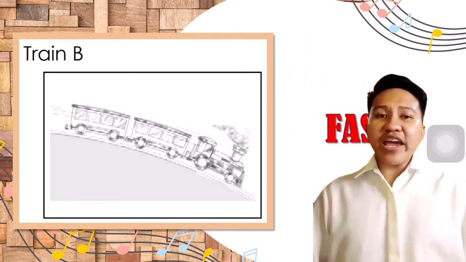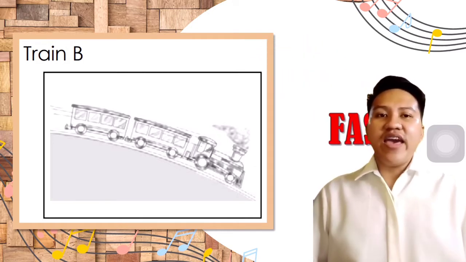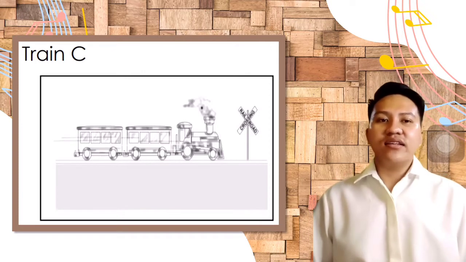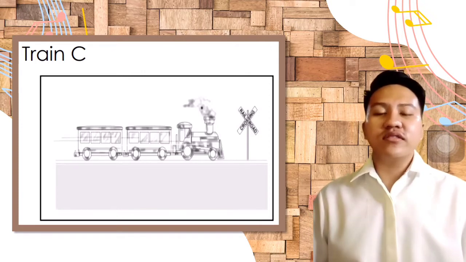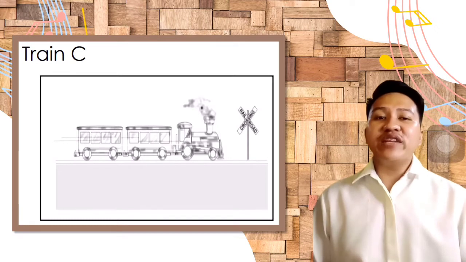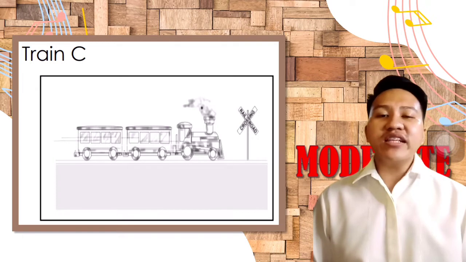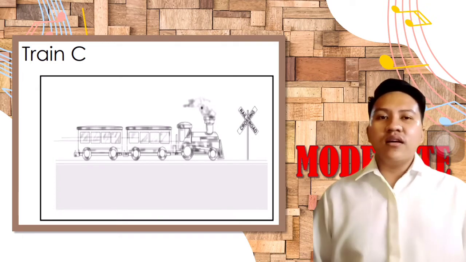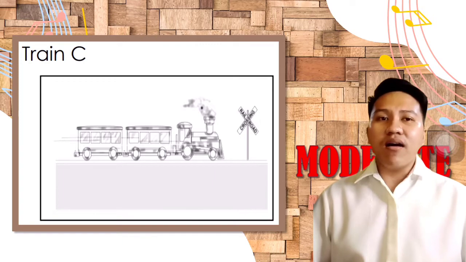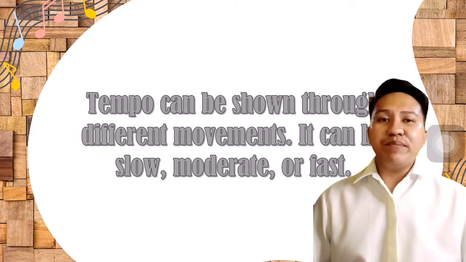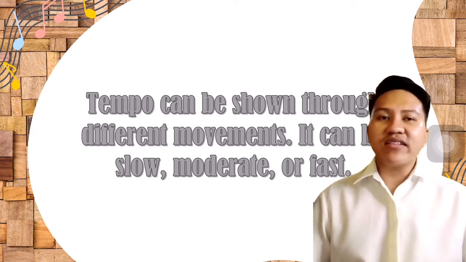Now, the train C is nearing the crossing and about to stop. What do you think will be its speed? Anyone? Yes, Miss Rufo. Good job! If the train is going to the crossing, it will move moderately, getting slow. Consequently, tempo can be shown through different movements. It can be slow, moderate, or fast. Understood, class?